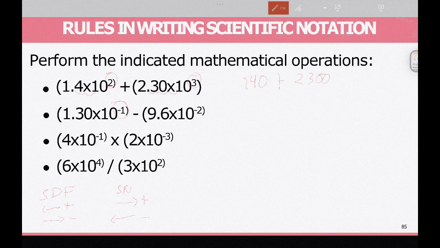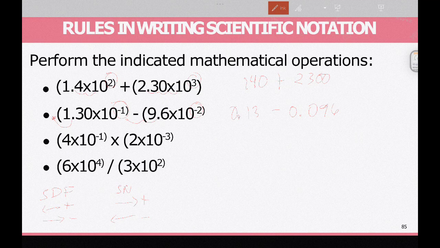Next. Since we have here a negative 1, we'll convert it into a standard form. So we will move it to the left, and that will be 0.13, minus, so we have here a negative 2, so move it twice, so 1, 2, that is 0.096.